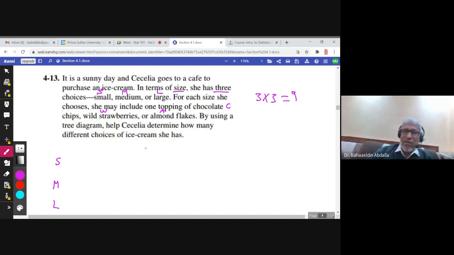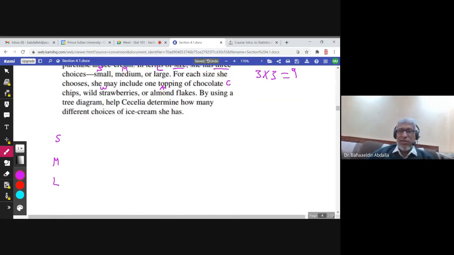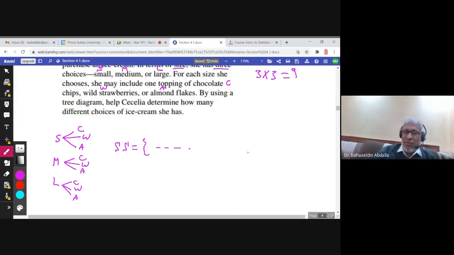What are the choices? She could ask small chocolate chips, or small wild strawberry, or small almond flakes, okay, or medium of all of these 3, or large size of any of these 3. So you have 9 possibilities, and you can write all of them here.